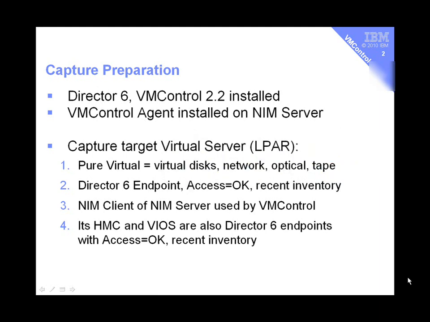The LPAR also has to be a NIM client of a NIM server, the one being used by VMControl. Also, VMControl is going to contact the HMC and VIO server to get some information about the logical partition, and these also need to be Director6 endpoints, and again access OK and a recent inventory. If you're using IVM, then the IVM server is providing the HMC type functions, and it's also a VIO server, so that will be the alternative for running in IVM mode.